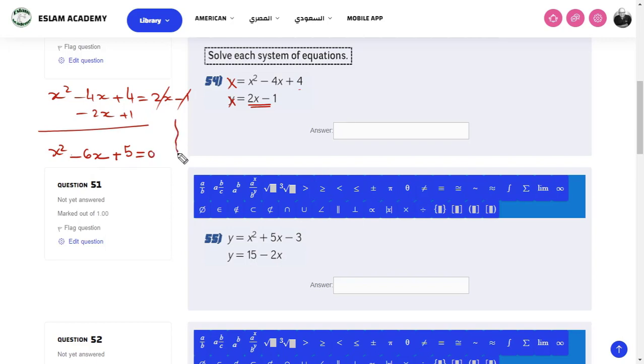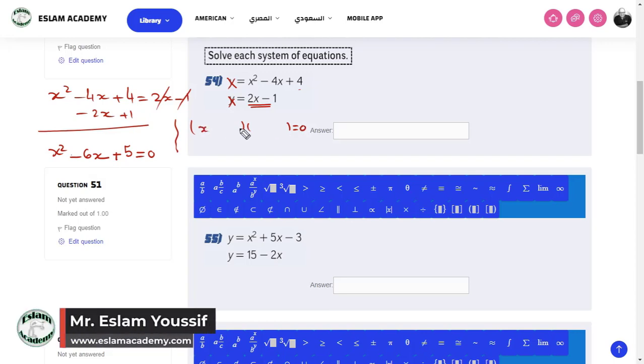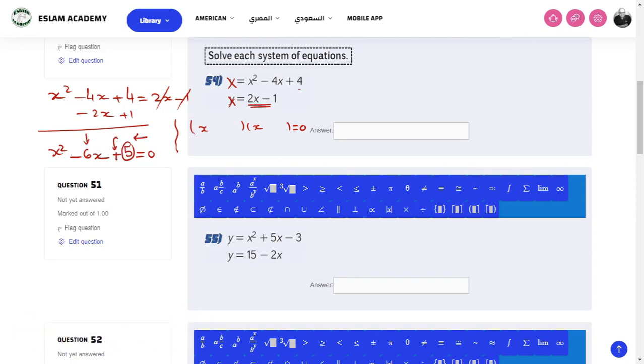Now by factorization, open two brackets, x and x. I need two numbers. If you multiply them, the answer will be 5. By adding, you will find that the answer will be equal to 6. You will find that the two numbers will be 5 and 1.